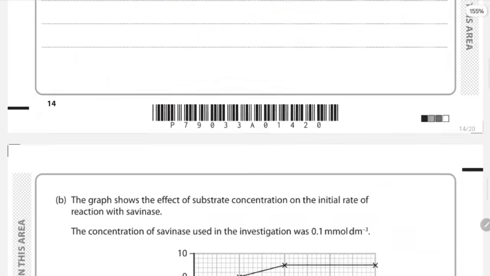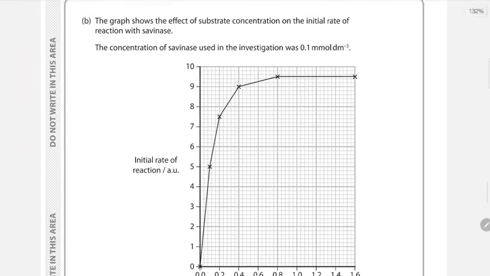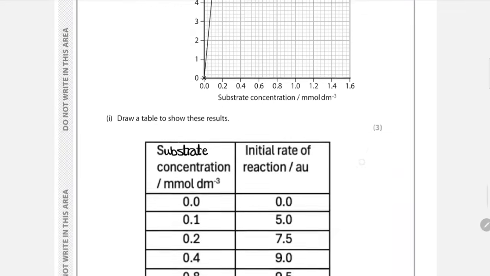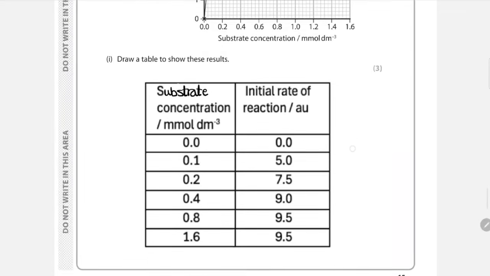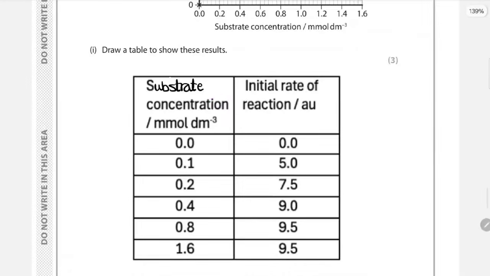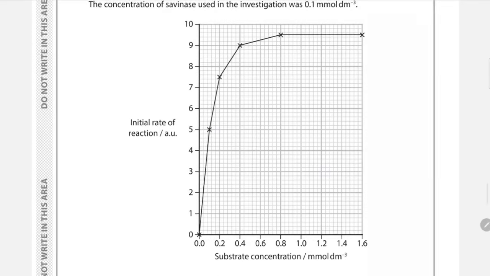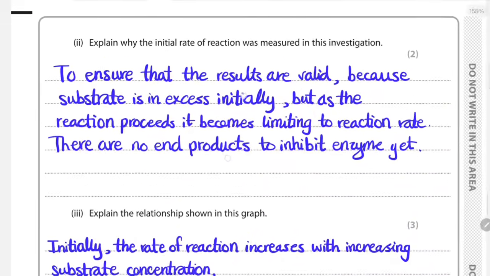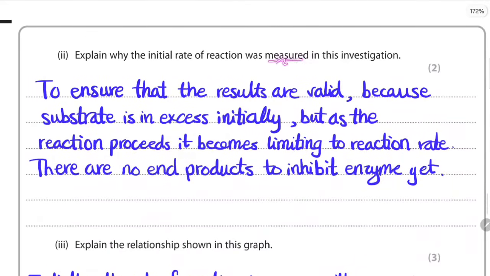Okay, simple question as well. The graph shows the effect of substrate concentration on the initial rate of reaction with Savinase. And this is a graph. It's going to ask us to draw a table, pretty simple. Just make sure you don't forget the units here and make sure that your values are accurate, extracted from the table.